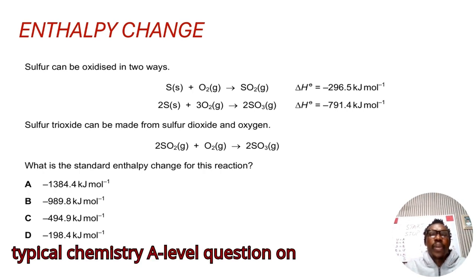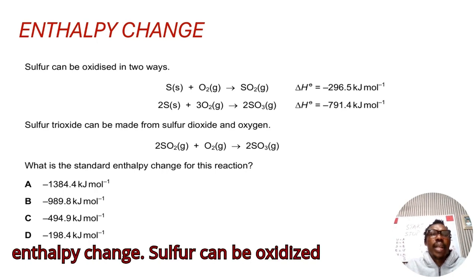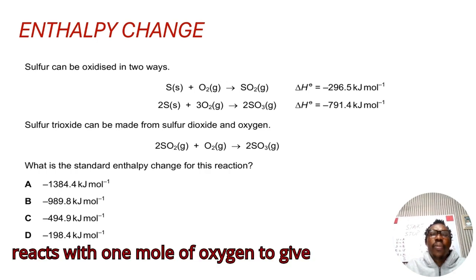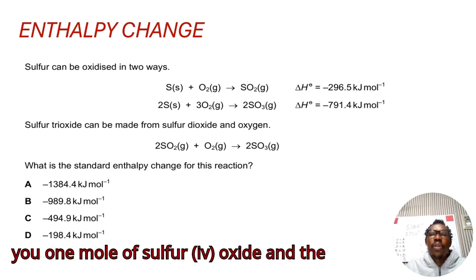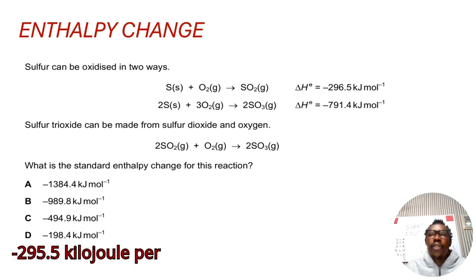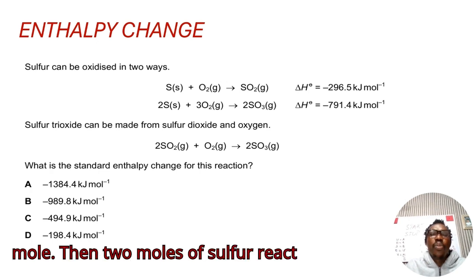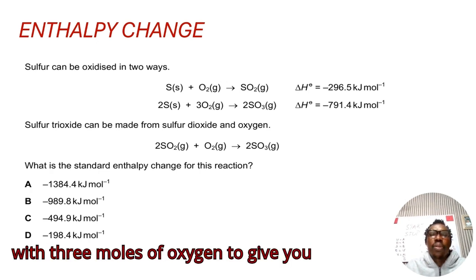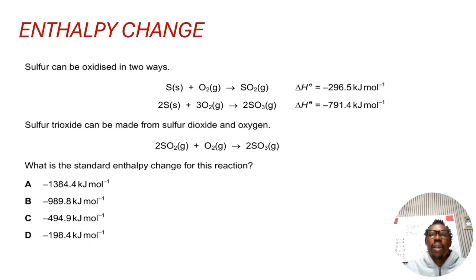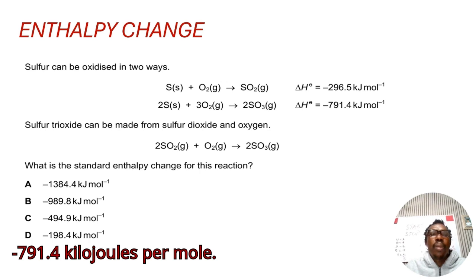So before us, a typical chemistry A-level question on enthalpy change. Sulfur can be oxidized in two ways. So 1 mole of sulfur reacts with 1 mole of oxygen to give you 1 mole of sulfur dioxide, and the enthalpy change of formation is minus 295.5 kilojoule per mole. Then 2 moles of sulfur react with 3 moles of oxygen to give you 2 moles of sulfur trioxide. The enthalpy change is minus 791.4 kilojoule per mole.